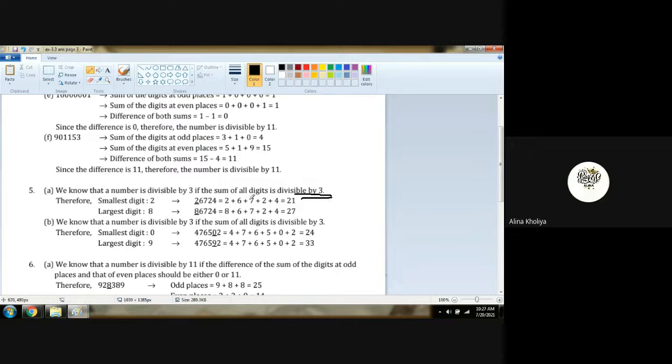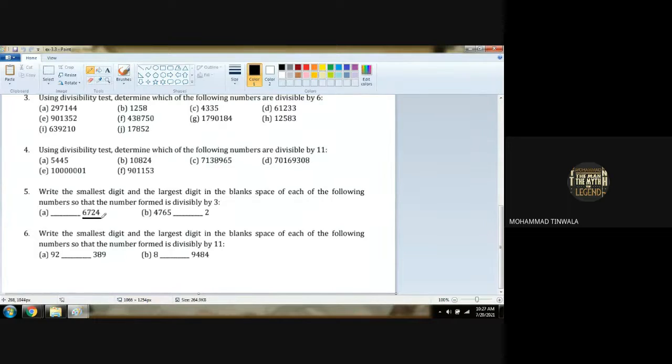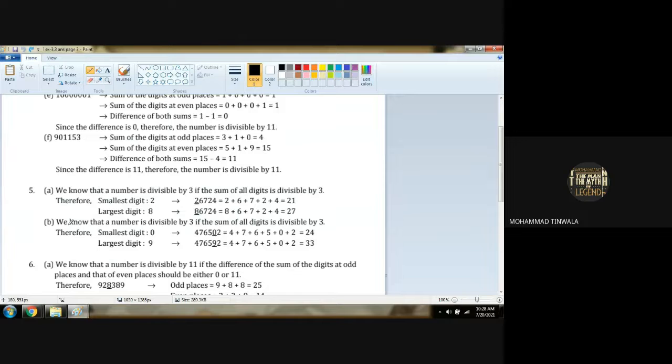Yes, sir. So we have 6724. We don't know about this number, right? So the smallest number is 2 and the largest number is 8, to get 21 and 27. If we take 9, we get 28. 28 is not divisible by 3. Are you getting it?